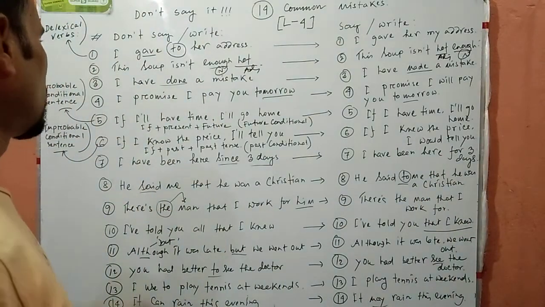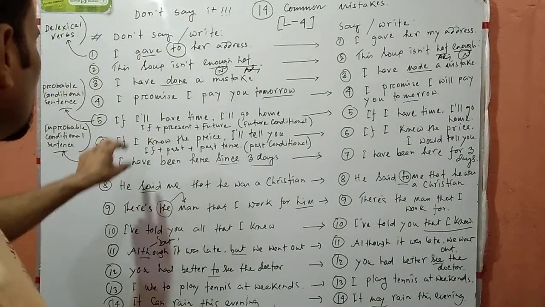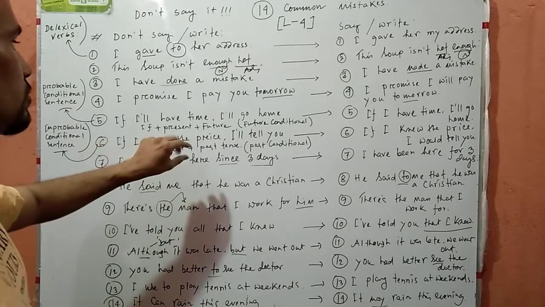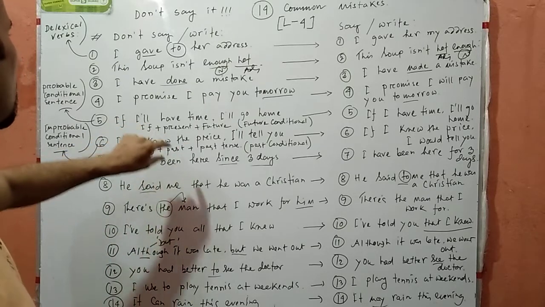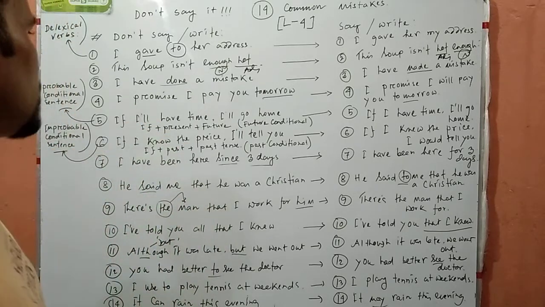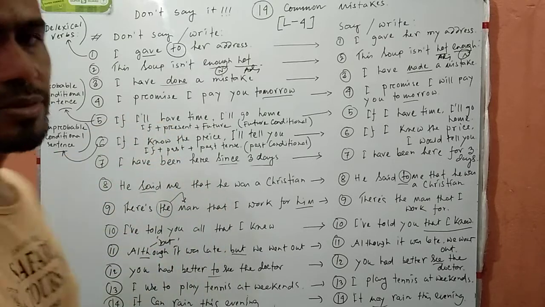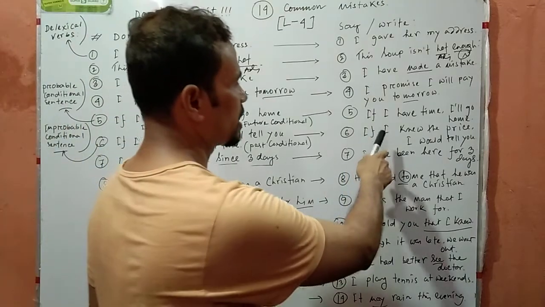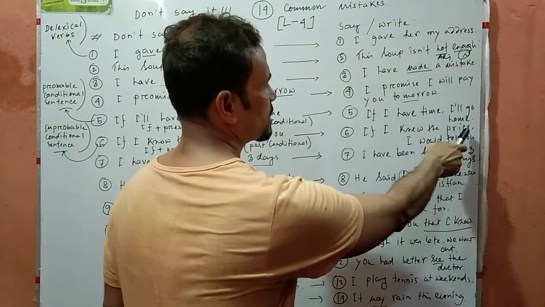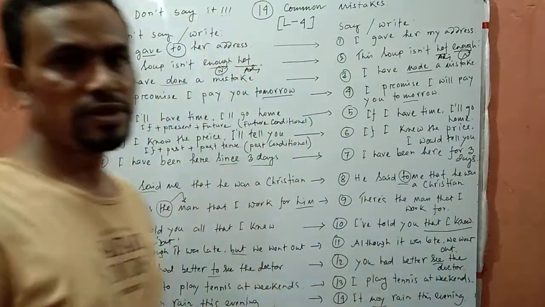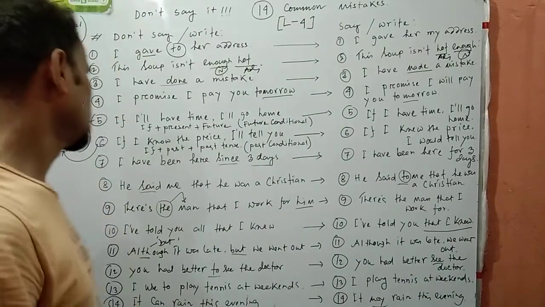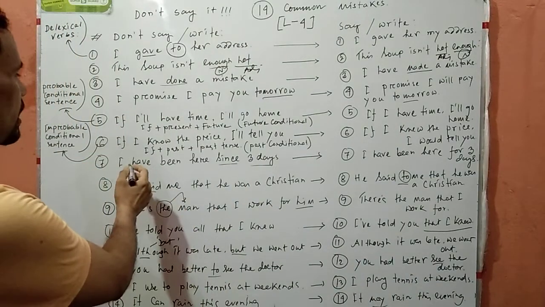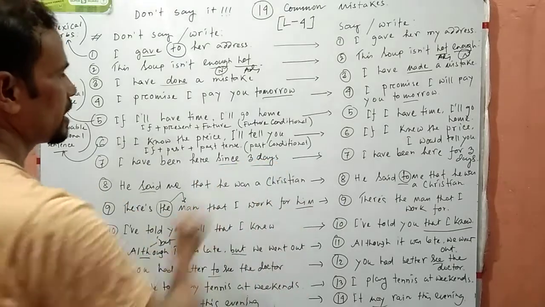Or we could say there's no possibility, or we could say the unreal situation or unreal statement. So the correct sentence is, if I knew the price, I would tell you. This is the correct sentence. So next sentence, I have been here since 3 days.